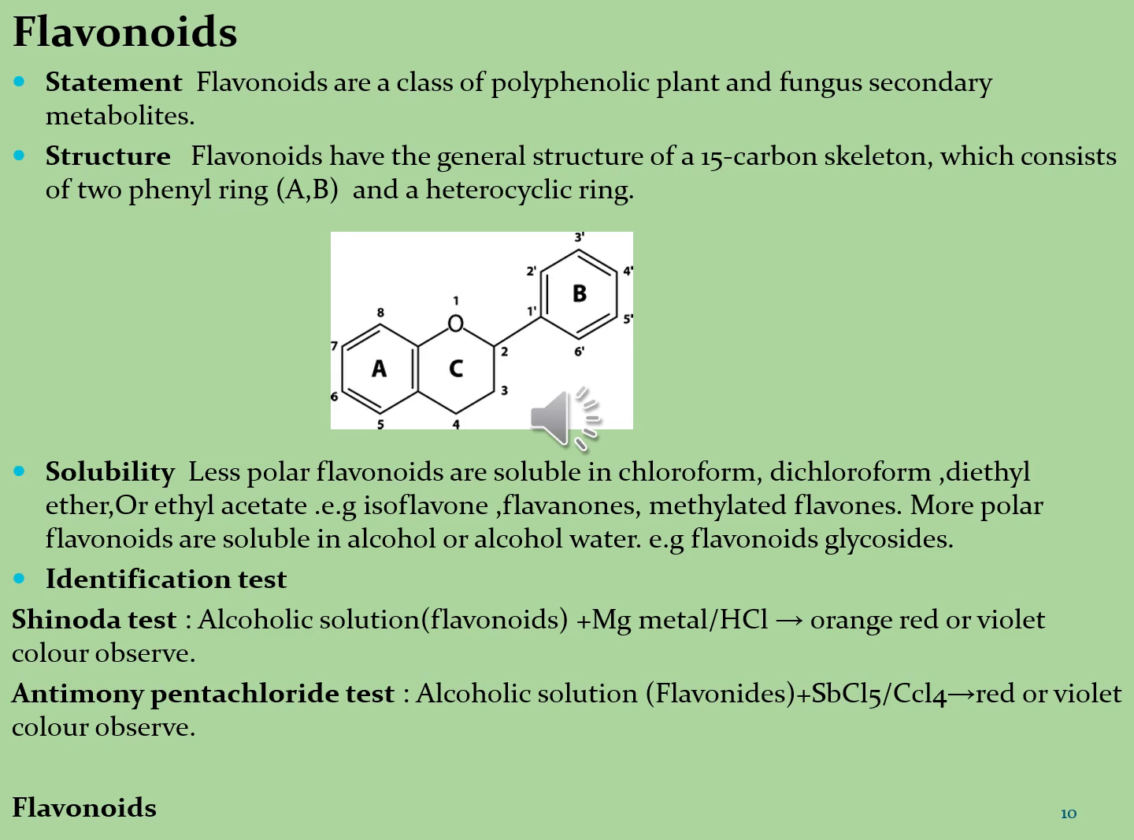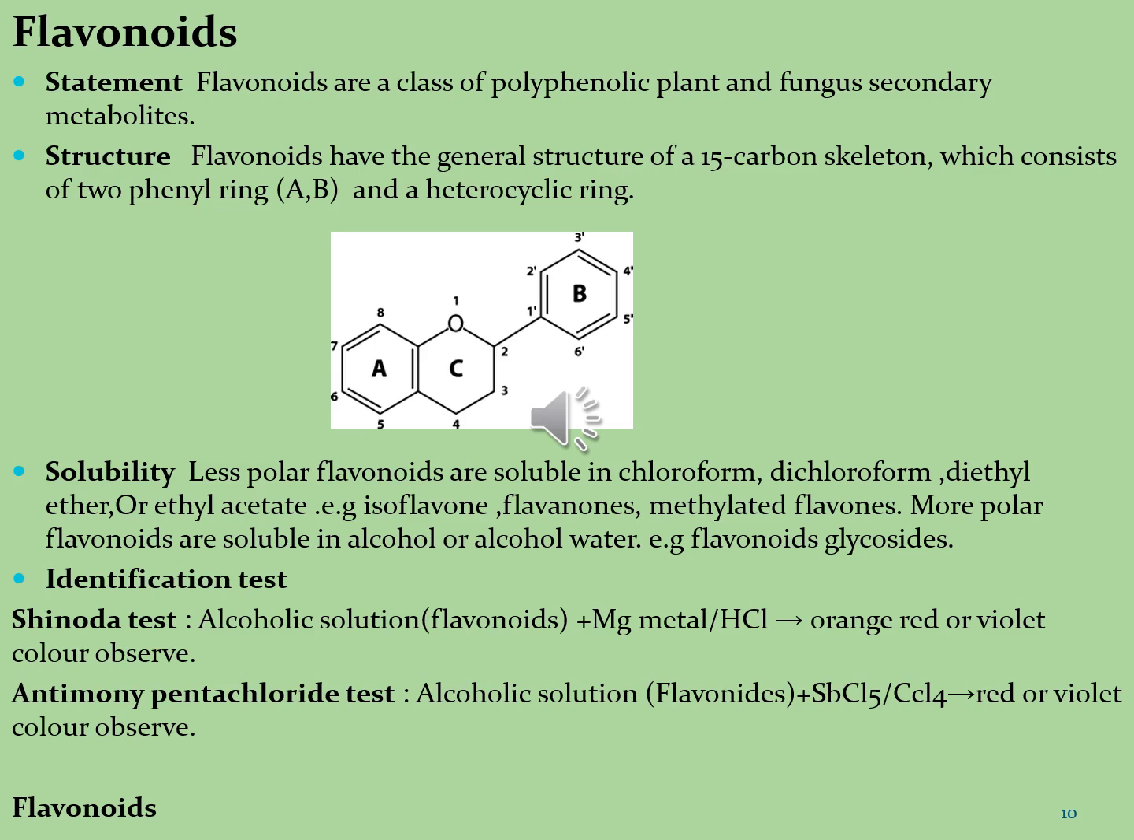Flavonoids are soluble in less polar solvents, highly polar solvents, and combinations of organic and water solvents. So we can see over here the molecules which are less soluble fractions, that are isoflavones, flavanones, and methylated flavones, and these are soluble in chloroform, dichloromethane, diethyl ether, and ethyl acetate. Now we discuss the flavonoids which are rich in alcoholic and alcoholic water solutions, that are flavonoid glycosides.